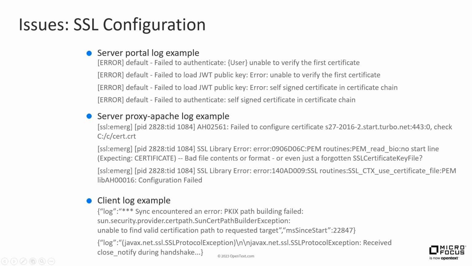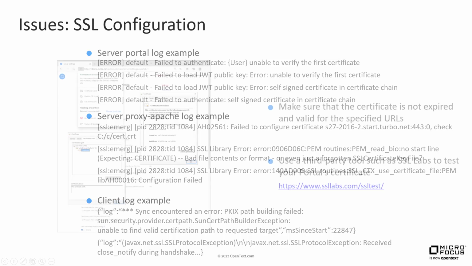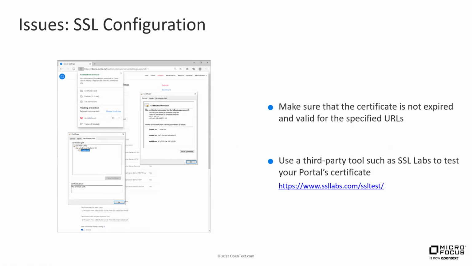As you can see, when an error occurs that's related to this, you'll usually see key terms such as SSL, certificate, PAM, or PKIX. You should check that your certificate is not expired and it's valid for the specified URLs that are being in use. You can also use a third-party tool such as SSL Labs to test your portal certificate.